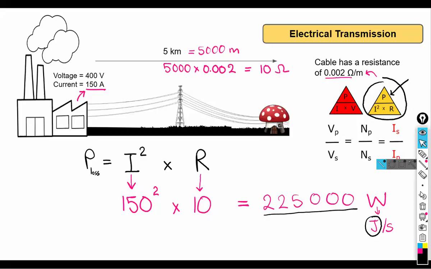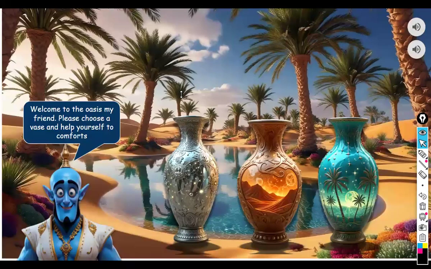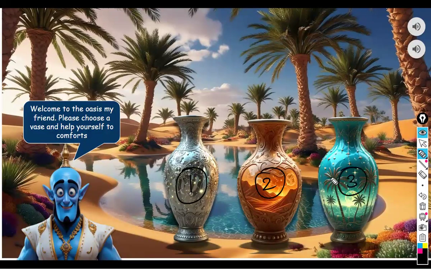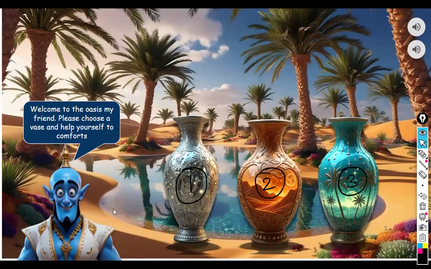So let's look at a world where transformers have been invented. Oh, but before we go, the genie appears. Choose one of the, well, I don't know if you all say vase or vase. It has three of them. I don't even know what the correct word is. So the genie offers us three. Choose one. Let's see if we get lucky.